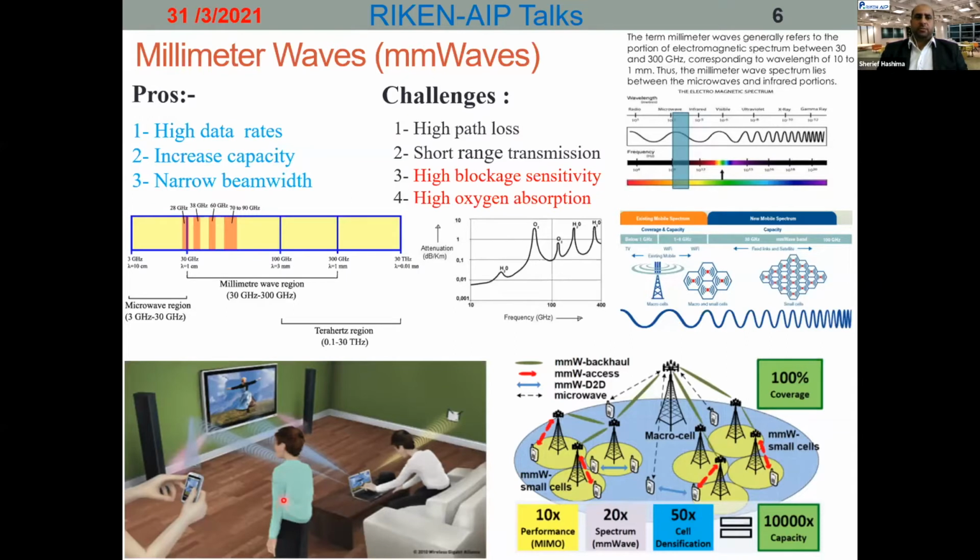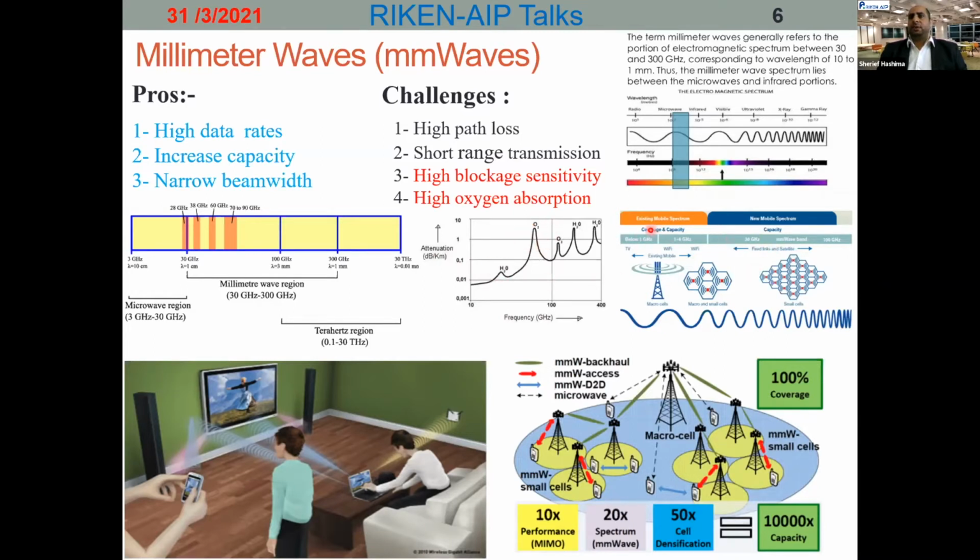If this person moves, the transmission will be blocked by the person. And also if this person moves to here, the transmission will be blocked also. So it is sensitive to blocking. And also it has high oxygen absorption. This is the frequency against attenuation. The millimeter wave is attenuated in water and in oxygen.